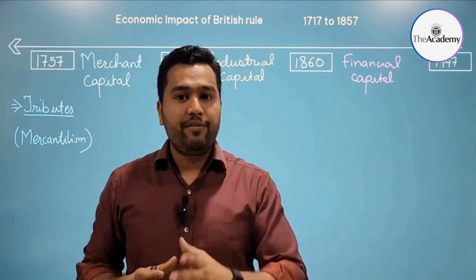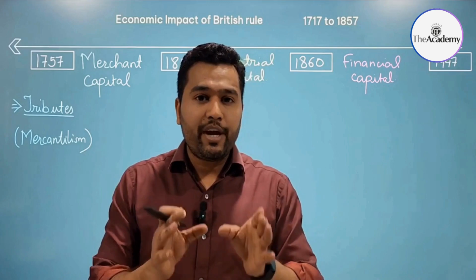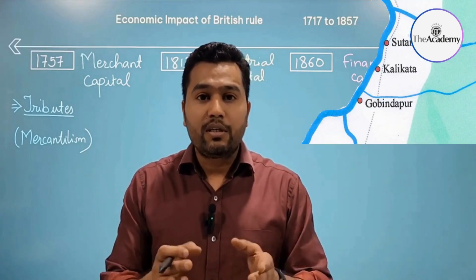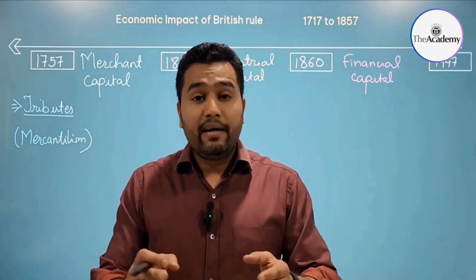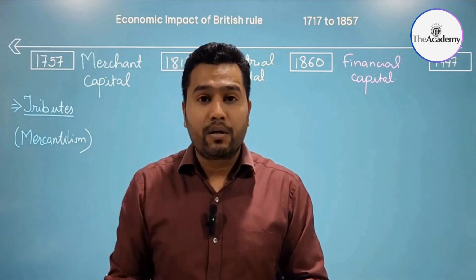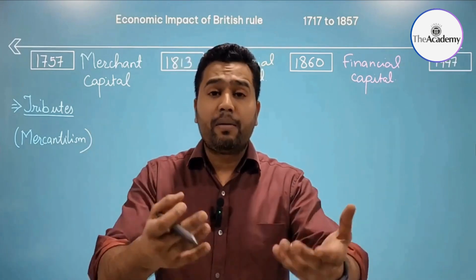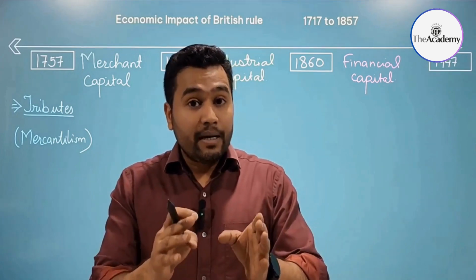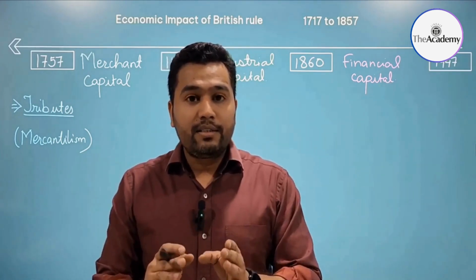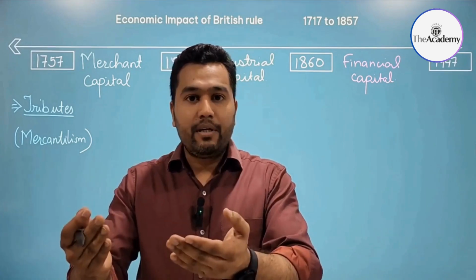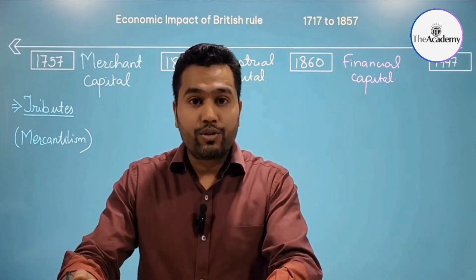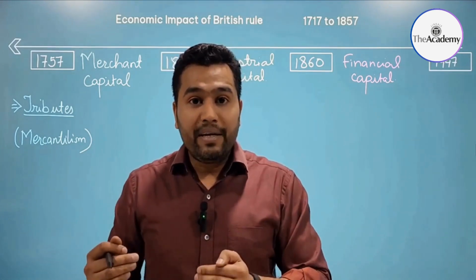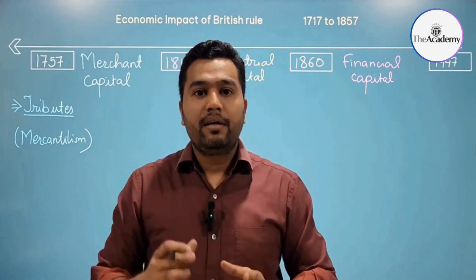But after 1757, the British acquired Sultanati, Kalikata, Gobindpura, and later Mir Qasim handed over territories, 24 Parganas was handed over to them. So over a period of time, the Britishers started raising capital from Indian sources and they stopped bringing in bullion in Bengal.